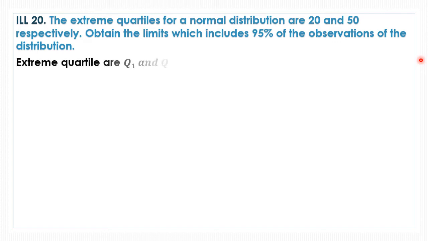The extreme quartiles are Q1 and Q3. So the bigger value is Q3, that is 50. Smaller value is Q1, that is 20. Always Q3 will be bigger than Q1. It's common sense.